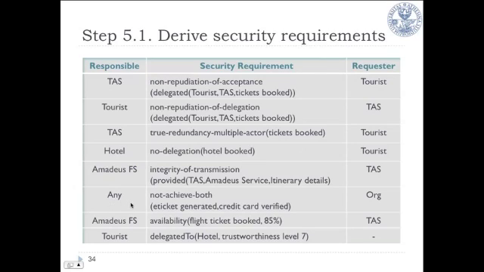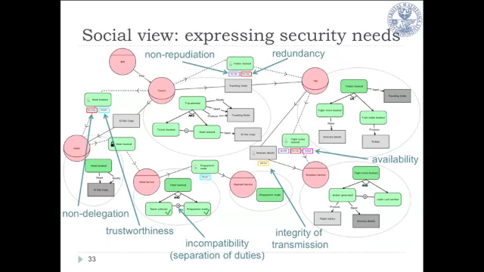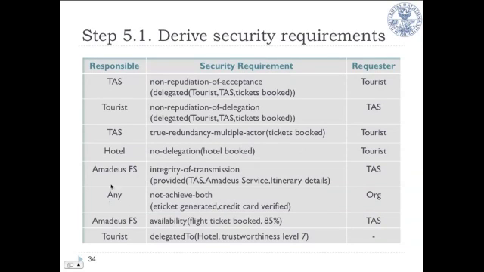The particular ones are the normative constraints, so separation of duty or combination of duty, which specify, for instance, when expressed between goals, as in this case, e-ticket generated, credit card verified, we have separation of duty expressed between these two goals. It requires that any agent operating in the system does not achieve both e-ticket generated and credit card verified. And the requester we consider here to be the organization, since this is something demanded by the rules of the organization or the system that we are building.